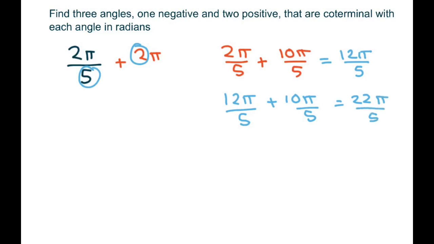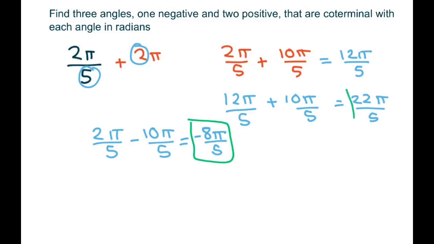Now to get the negative one, we're just going to take 2 pi over 5 minus 2 pi, which in this case would be 10 pi over 5. And you get negative 8 pi over 5. So you want to keep it close. Don't go too big. There's an infinite amount of solutions, right?